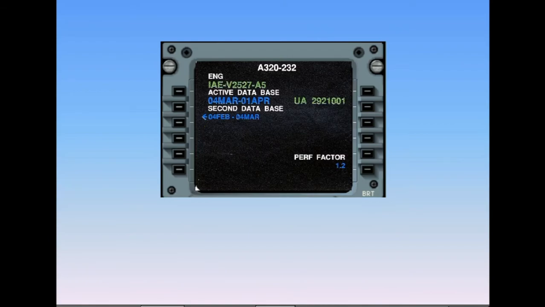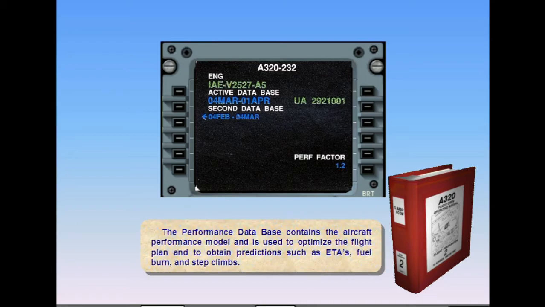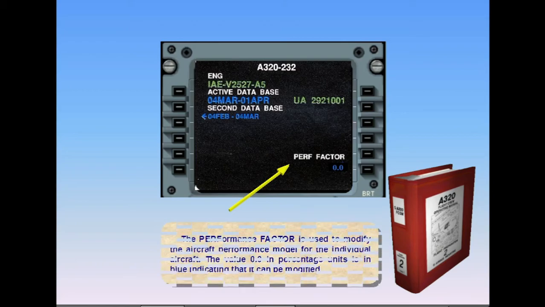The performance database contains the aircraft performance model and is used to optimize the flight plan and to obtain predictions such as ETAs, fuel burn, and step climbs. The performance factor is used to modify the aircraft performance model for the individual aircraft. The value 0.0 in percentage units is in blue, indicating that it can be modified.